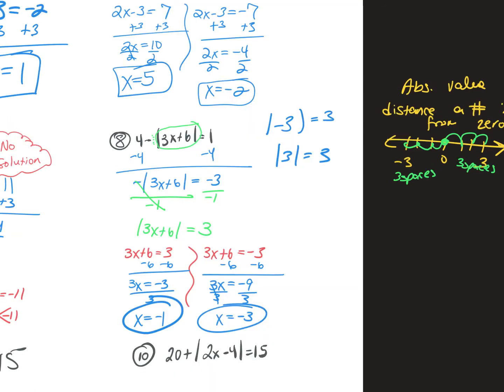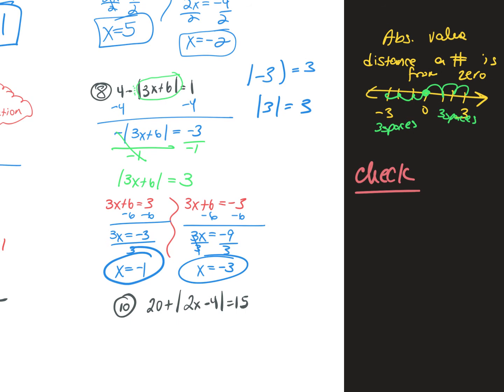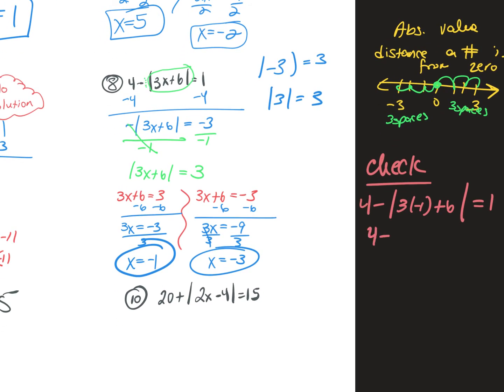Okay, let's go over the check, okay? Let's go over the check because this one's a little lengthy and I want you guys to make sure that you understand how to check. So if we're checking number 8, all right, I'm going to plug in negative 1 first. So I have 4 minus the absolute value of 3 times negative 1 plus 6. Does that equal 1? So we simplify from the inside out. So I have 4 minus the absolute value. What is 3 times negative 1? Negative 3, right? Plus 6.